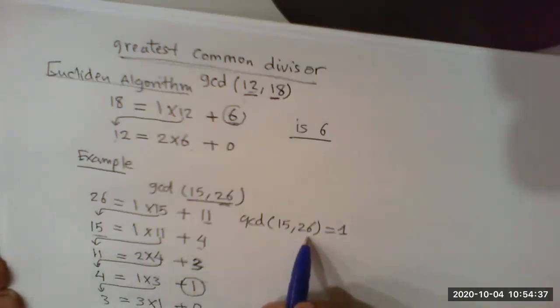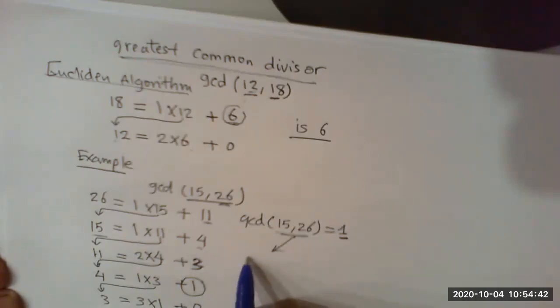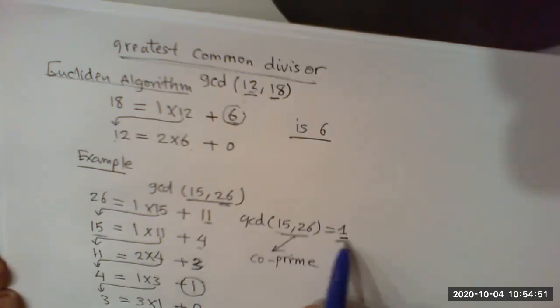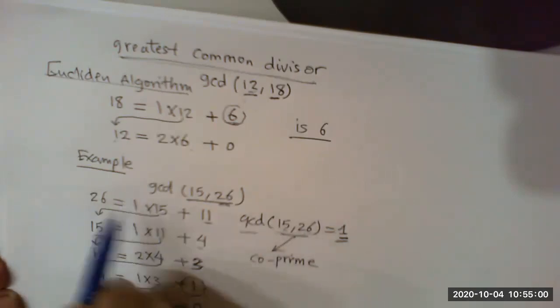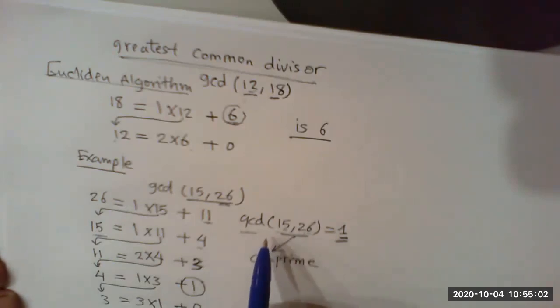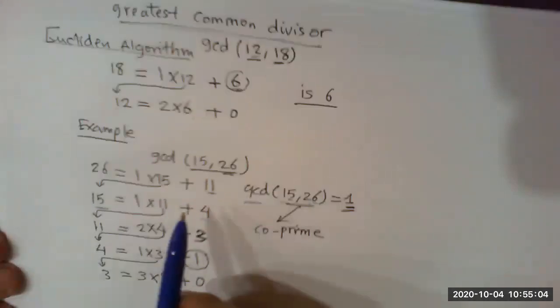If the result is 1, they call it another name, which is co-prime. This is another name for the GCD equal to 1. If the GCD equals 1, these two numbers are co-prime. Co-prime means no one of them divides the other. Okay, let me take a third example.